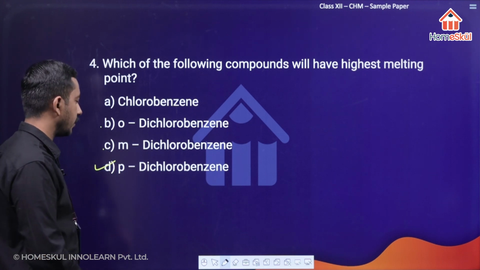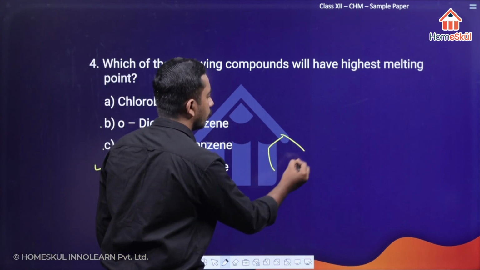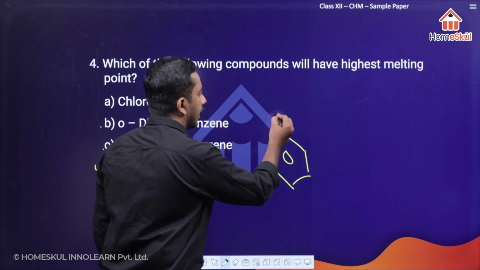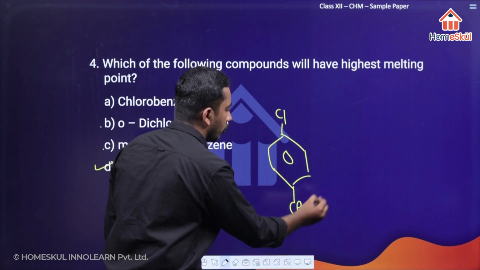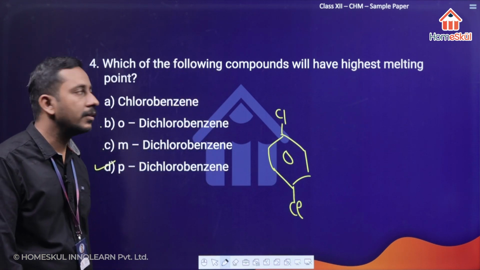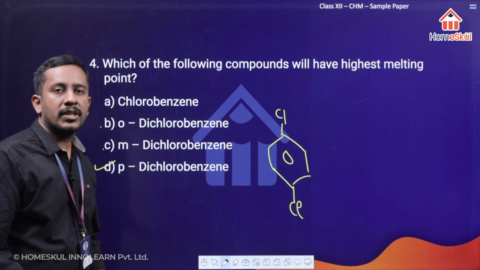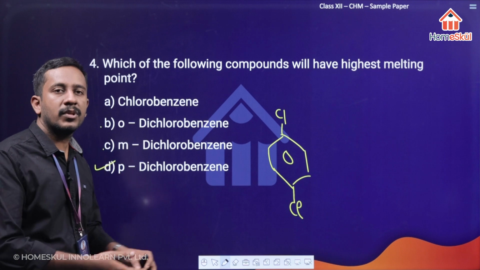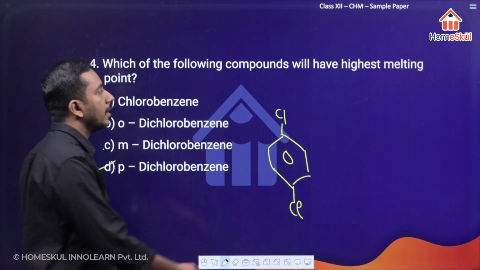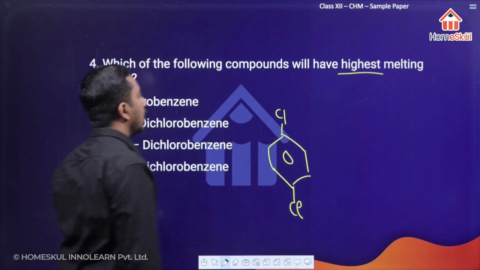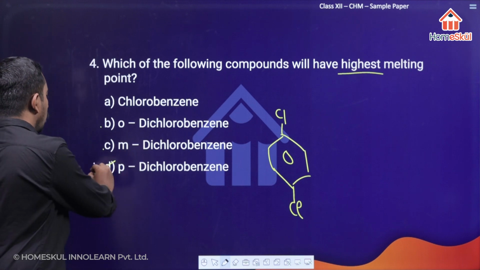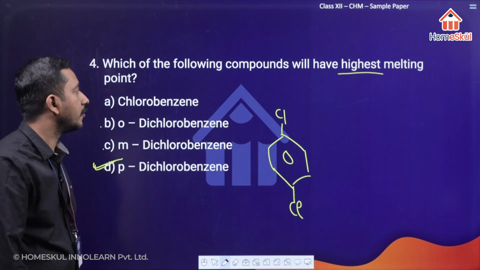the most symmetric isomer. So para dichlorobenzene will have a structure like this. That means we have two chlorines present in the 1 and 4 position. So in the solid state, para dichlorobenzene will be the most symmetric product. So that will have the most symmetric arrangement. That means it will have the highest melting point among the four given compounds. So our correct option is option D, para dichlorobenzene.